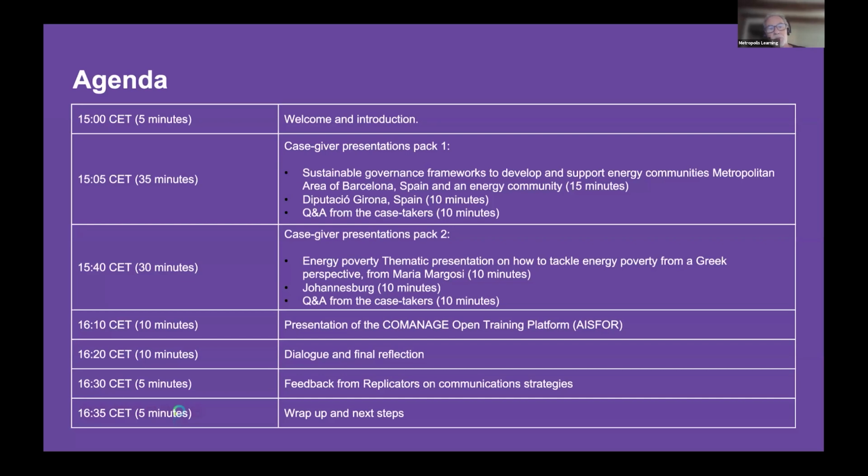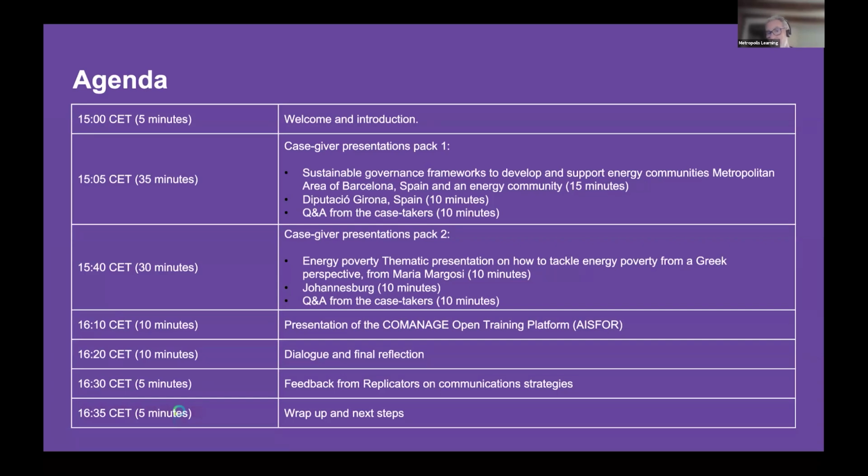Then in pack 2, we want to start introducing some thematic units. We were thinking of talking about energy poverty and how energy communities are tackling this situation. We will hear Maria Margosi from Copability about her experience in Greece, and then Johannesburg will tell us about a specific energy community in their territory.